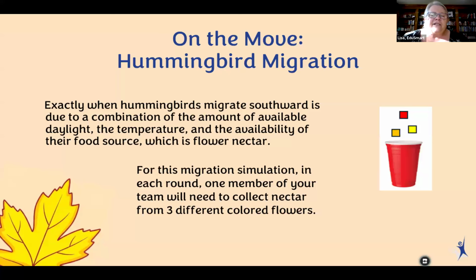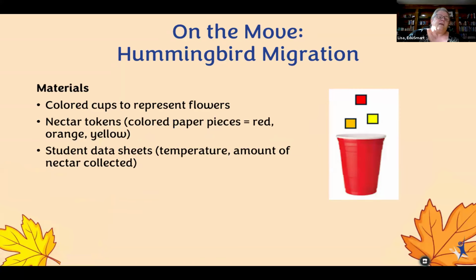So again, when they do this is a combination of how much sunlight, the temperature, and how much nectar. And so you're going to set up flowers with nectar inside. You can use cups, and I just put 3 different colors of flower nectar in this. You could do more, but I was trying to keep it simple. Your hummingbird has to get at least 1 of each color flower. And the more food it can get, the better it's able to survive. And so you can just make nectar tokens. If you already have something in these colors, that's fine, but I wasn't going to make this a circle because it's easier to cut squares out of paper.